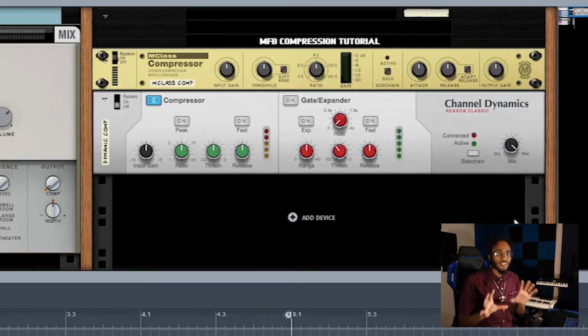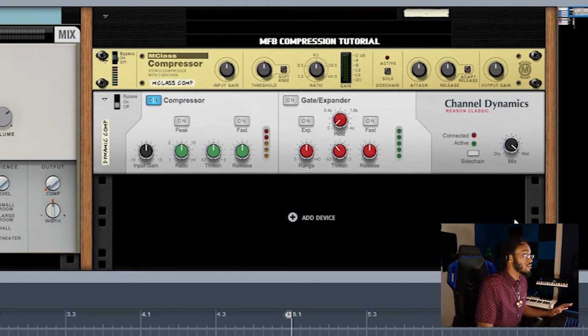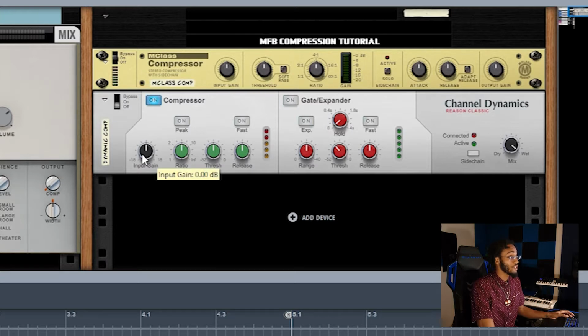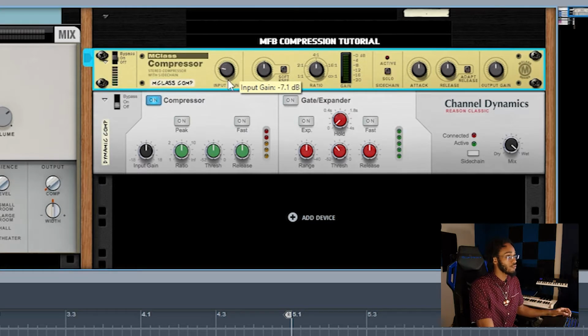We're also going to look a little bit at Reason's channel dynamic compressor because it has a couple of features that you would probably find on some other plugins that you're not going to find on the MClass compressor. One of the first things that we want to understand in our compression is the input gain. As you can see here on the dynamic comp, we also have an input gain. These are pretty much self-explanatory in the sense that it takes the gain of the incoming signal and you can either lower it or raise it. Not much to talk about there.